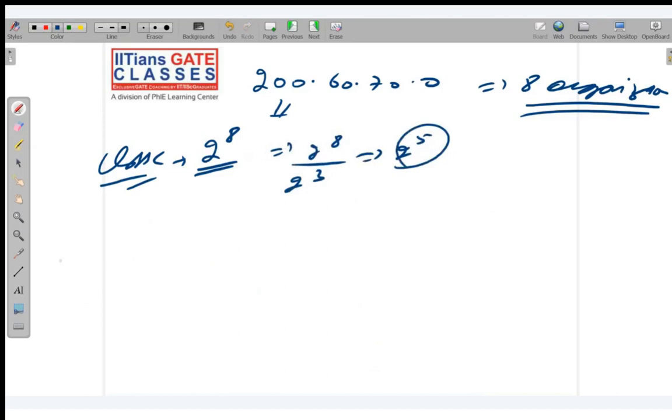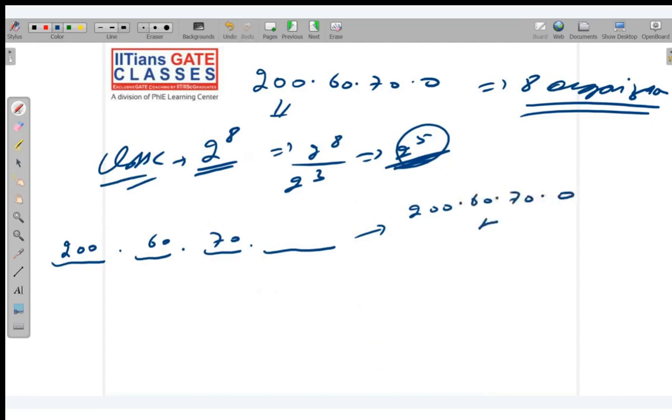Yes. So now please start. First octet, do not touch it. Second octet, do not touch it. Third octet, do not touch it. Fourth octet, we will touch it. So 2 power 5 means 5 zeros to 5 ones. So we will start with 200.60.70.0 to 200.60.70.31. 5 ones is 31. Any doubt? No, sir. So now try to imagine 5 zeros to 5 ones. 1 2 3 4 5.